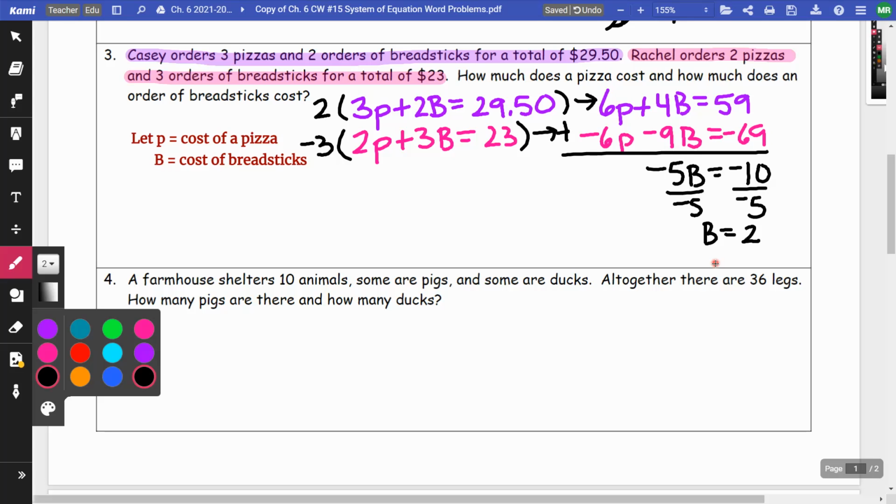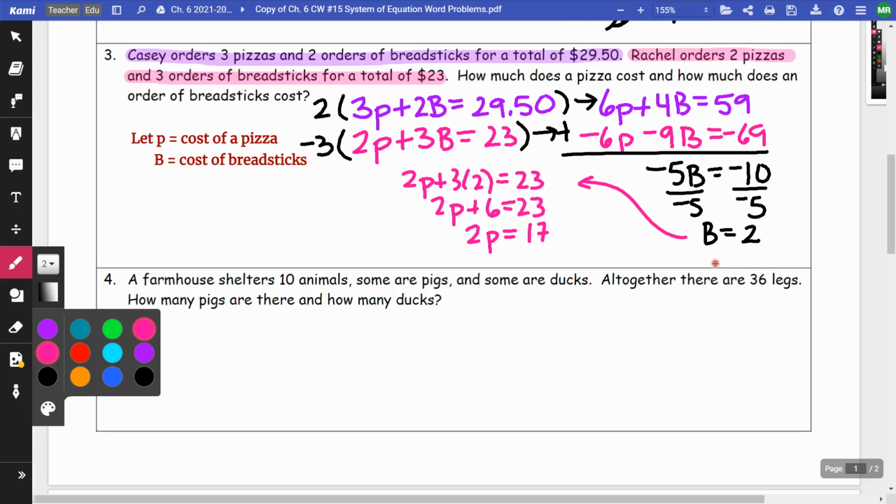So now I'm going to plug it into either equation. I think I'm going to choose the pink one, the second one. So I am going to do 2P plus 3 times 2, that's my B, is equal to 23. So 2P plus 6 equals 23. Subtract the 6 from both sides, I get 17. I divide by 2 and I end up getting $8.50, 8.5 for the pizza.